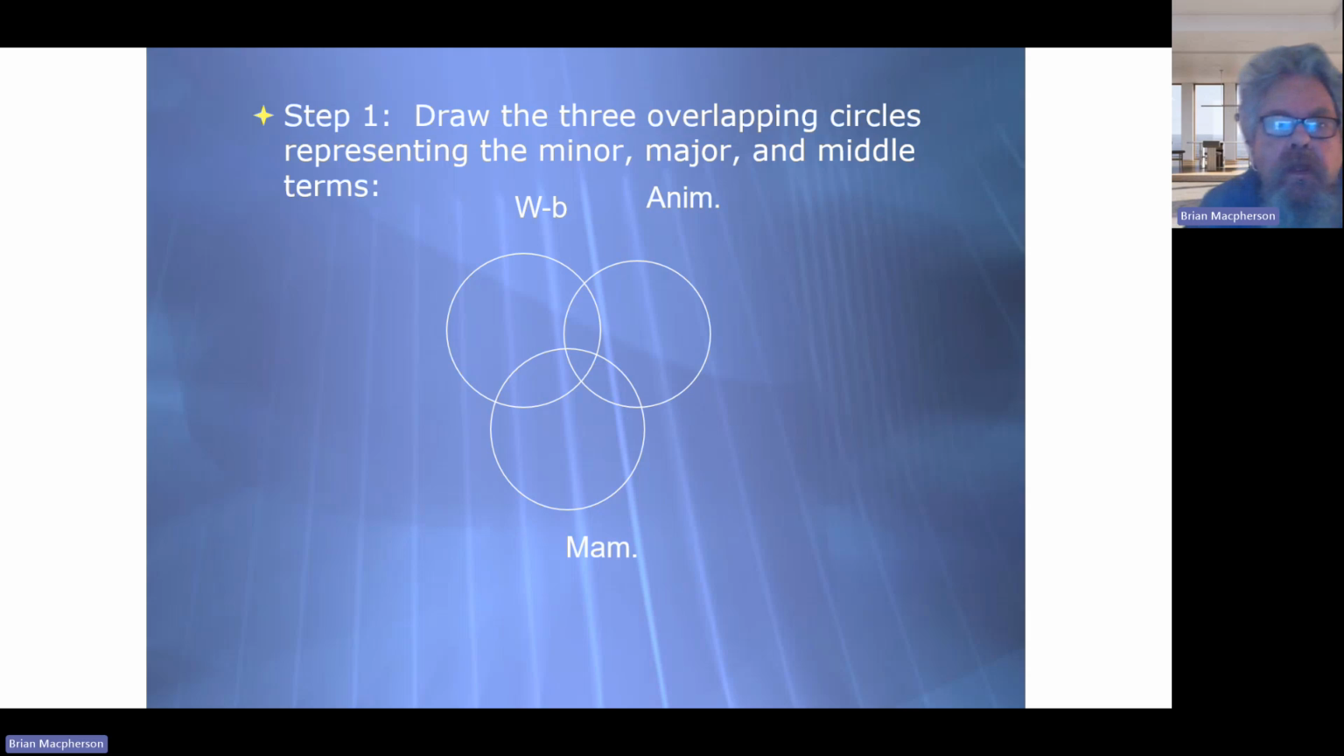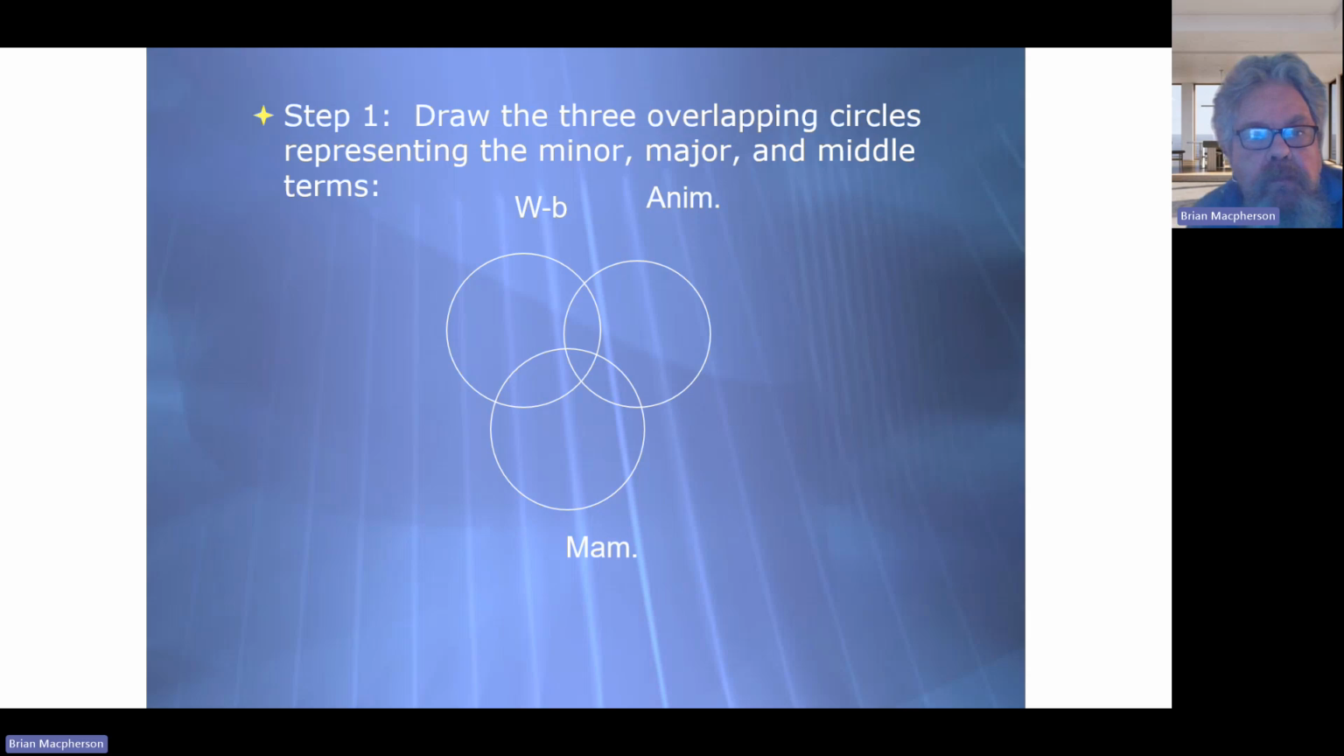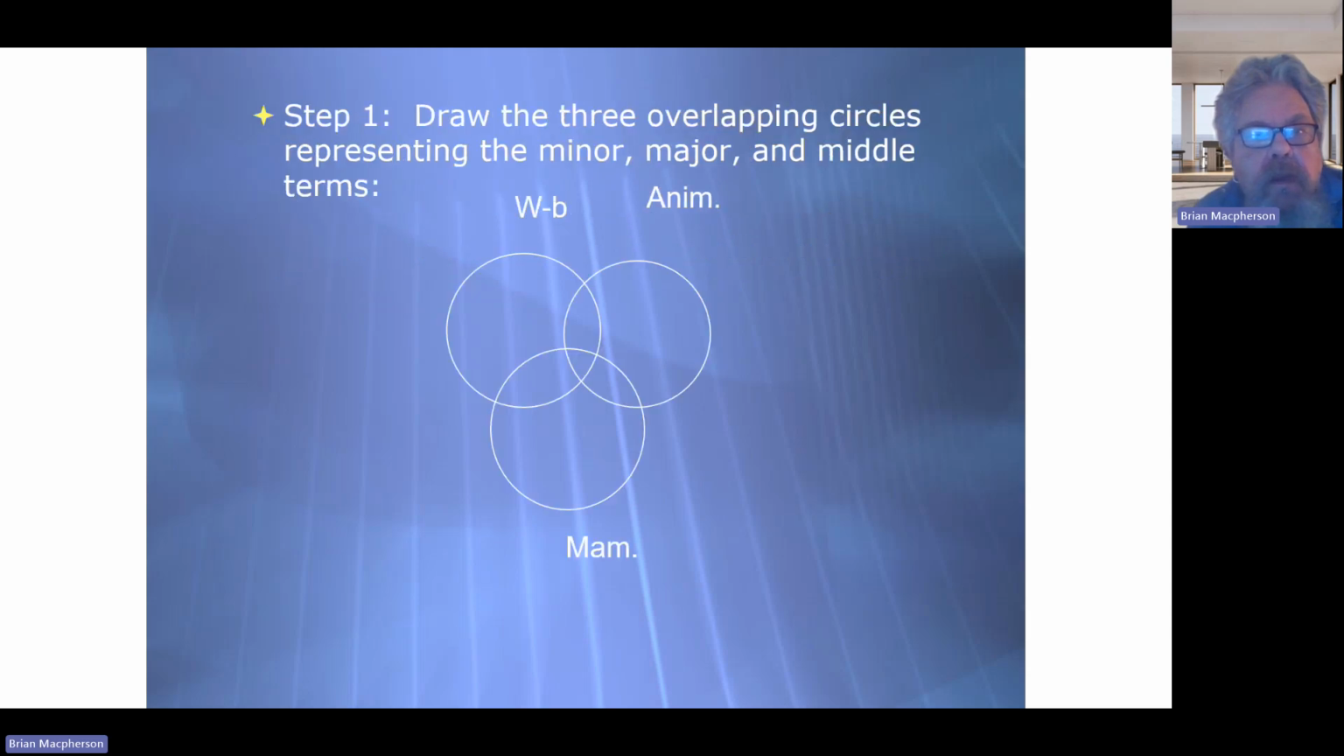Okay, so one of the premises then is some animals are mammals, right? So that means we need to put an X in the area of intersection between animals and mammals. And notice, though, that the X will go on the line because the intersection has two subareas. So we put the X on the line to say that it could be in either subarea. The other premise is that some mammals are warm-blooded, all right?